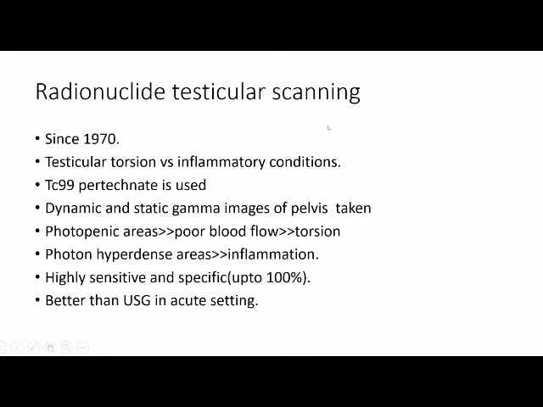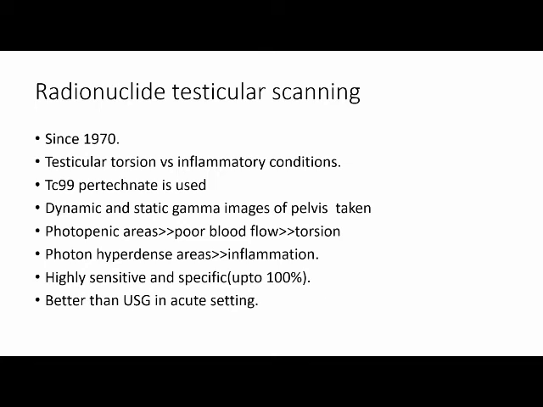Coming to radionuclide testicular scanning, this has been there since 1970, and it is mainly used for testicular torsion and to differentiate between testicular torsion and other inflammatory conditions of the testis, especially when a child comes to you with acute scrotal pain, where you are doubtful whether it is due to torsion or acute epididymo-orchitis.